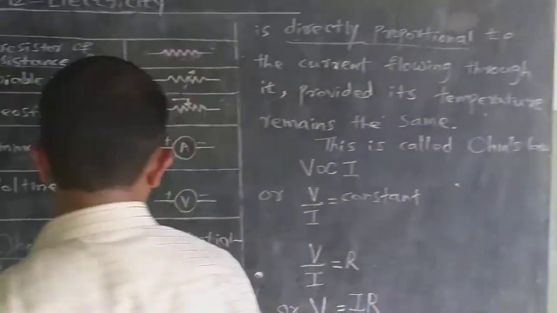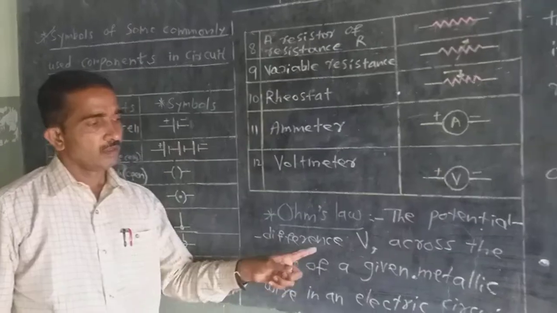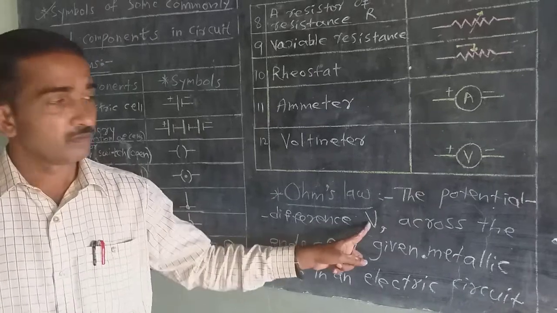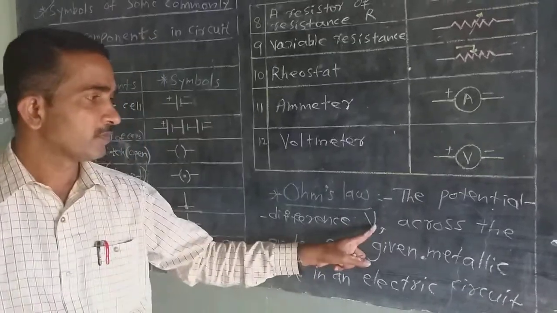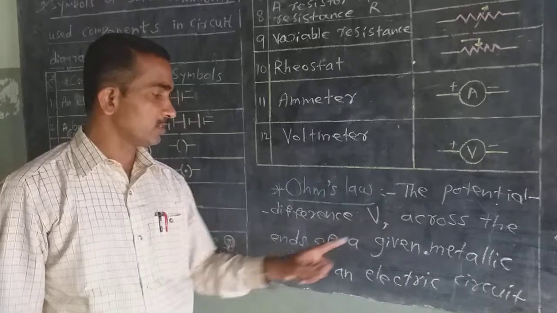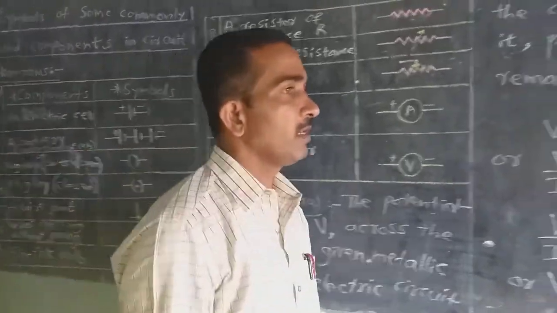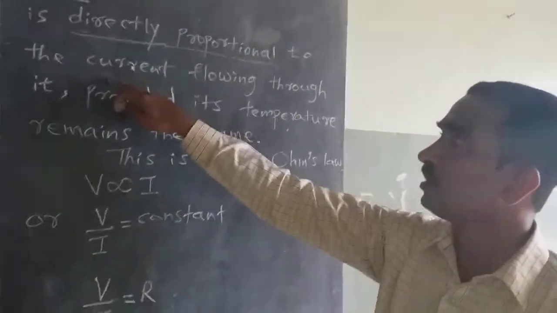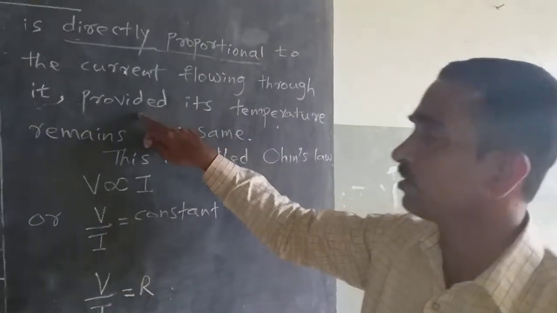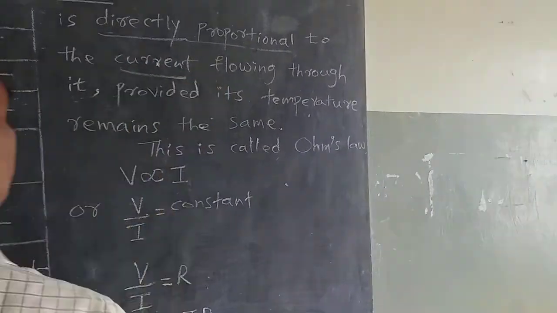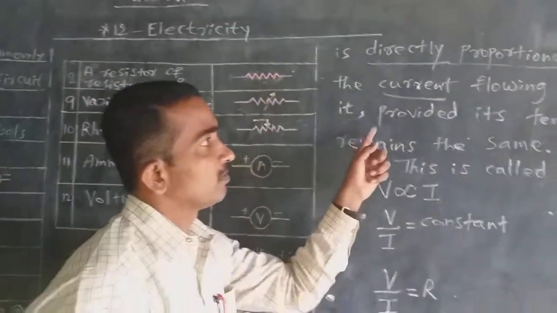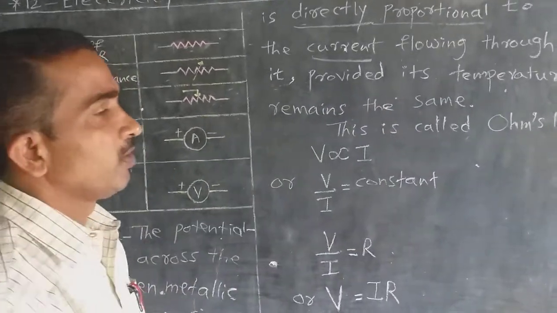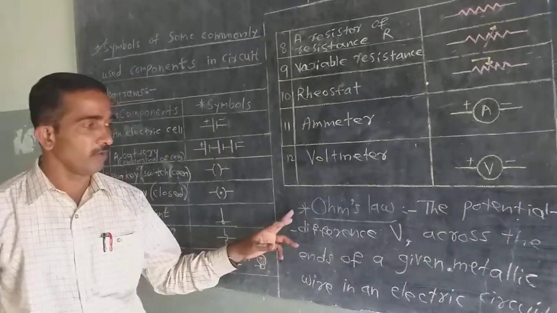See this one, the potential difference V. V is the symbol of potential difference because the SI unit of potential difference is volt. The potential difference V across the ends of a given metallic wire in an electric circuit is directly proportional to the current flowing through it, provided its temperature remains the same. This is called as what? Ohm's law. Once again I will read the statement, listen now.